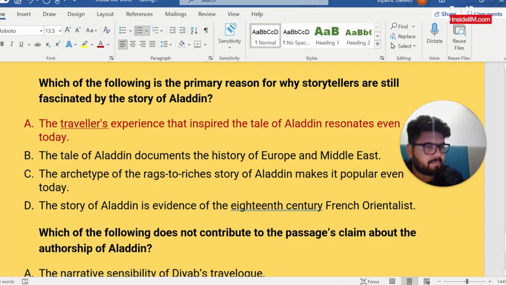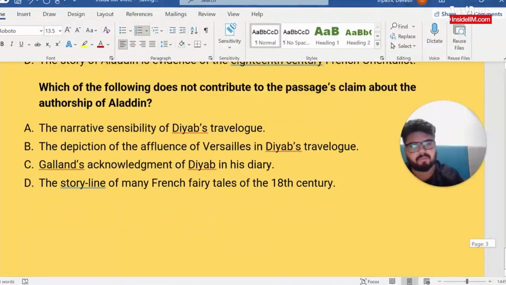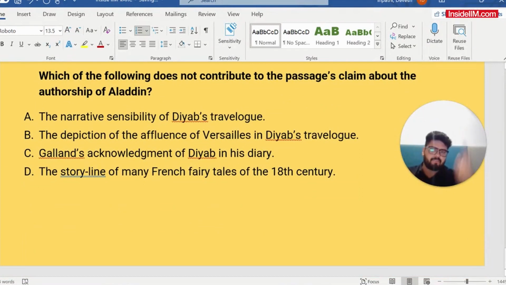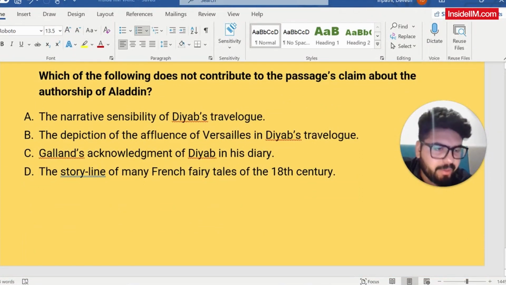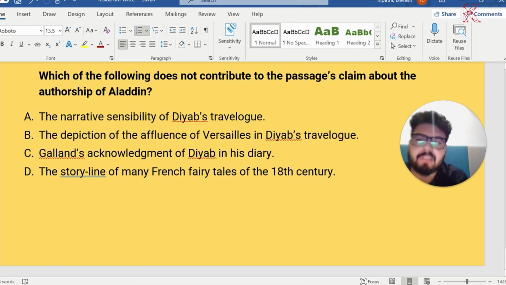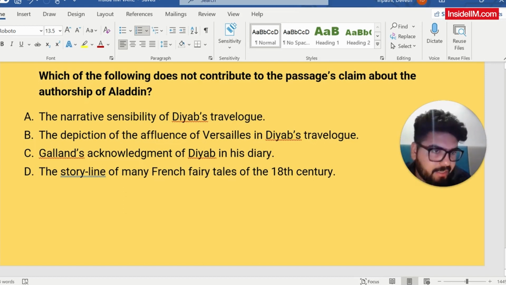It's subtle and clearly describes the meaning the author wanted to convey. Now the final question before we wrap up the session for today. Which of the following does not contribute to the passage's claim about the authorship of Aladdin? The narrative sensibility of Diab's travelogue, the description of the affluence of Versailles in Diab's travelogue, Galland's acknowledgement of Diab in his diary, the storyline of many French tales of the 18th century.